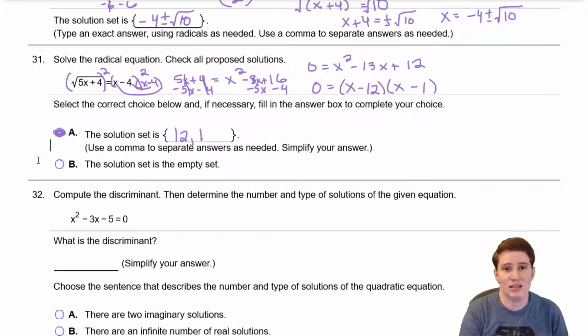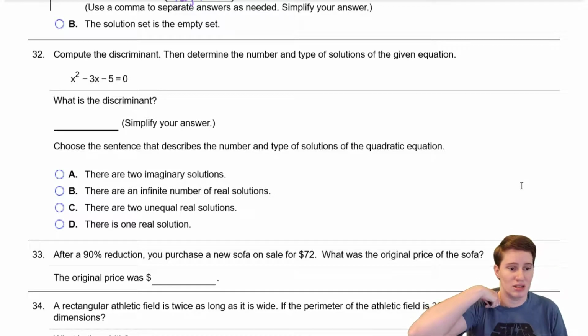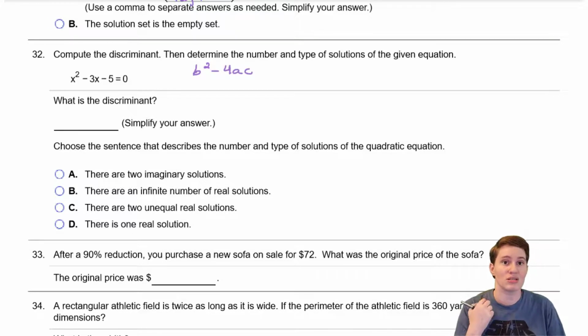And that looks like the end of a section where we had a bunch of equations of different types to solve. This is still a little related though, because it says compute the discriminant, then determine the number and types of solutions of the given equation. So the discriminant is the part of the quadratic formula that is underneath the square root. And so by just finding that number, it will tell us whether there are real solutions, whether there are imaginary solutions, or if there is just one real solution.